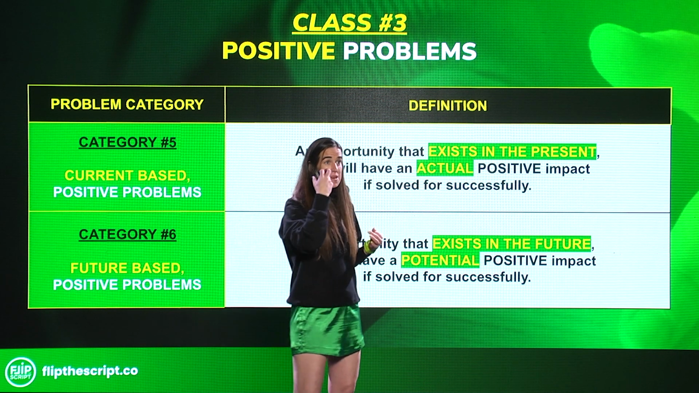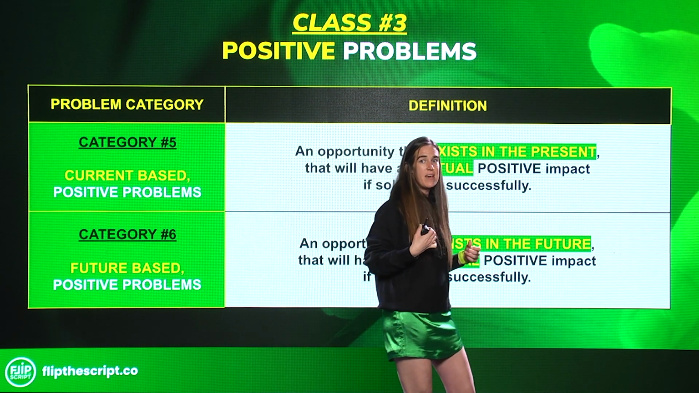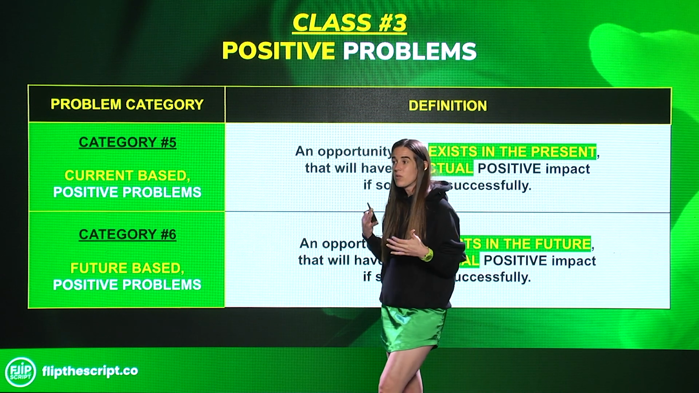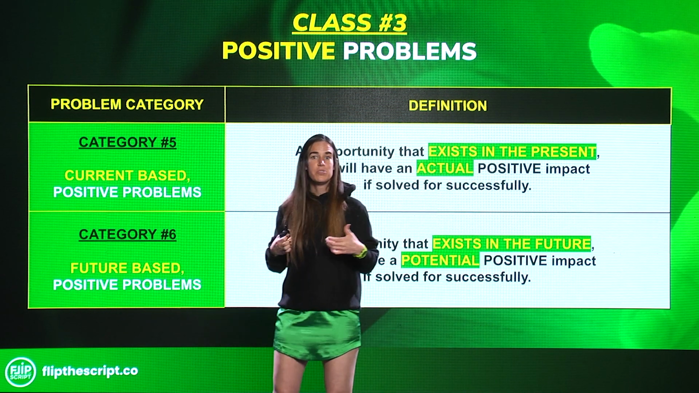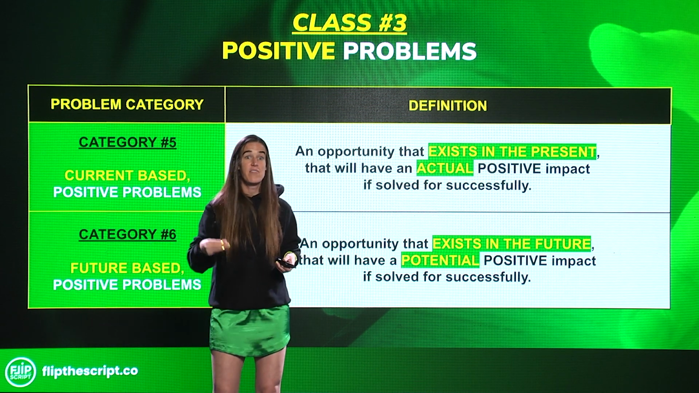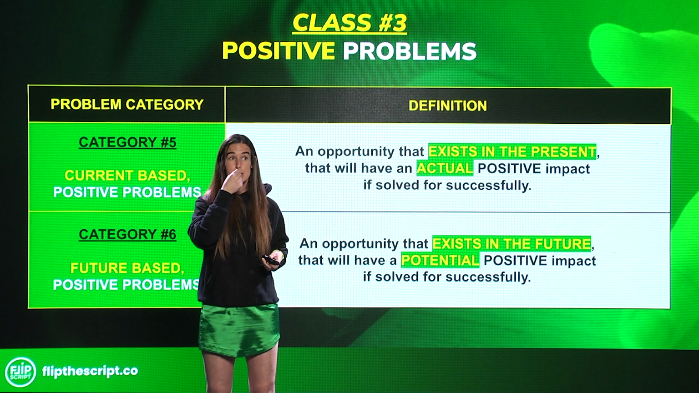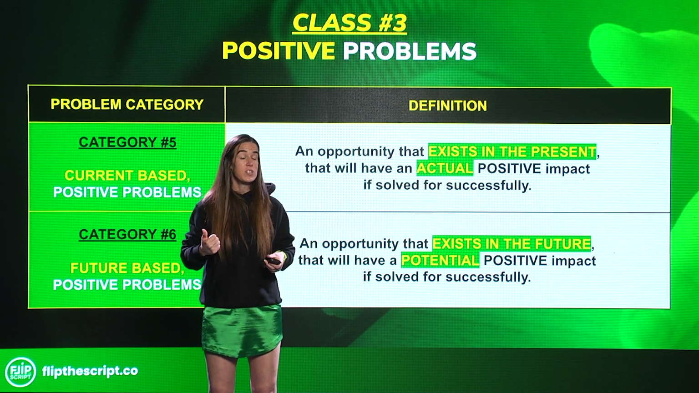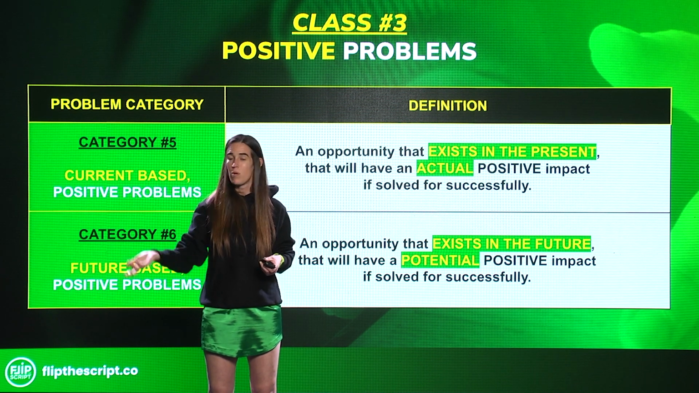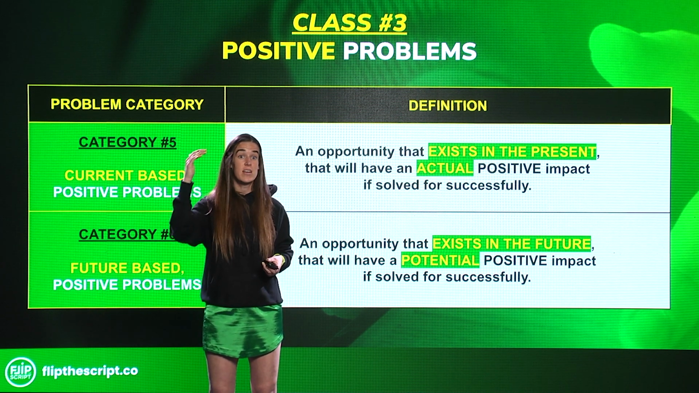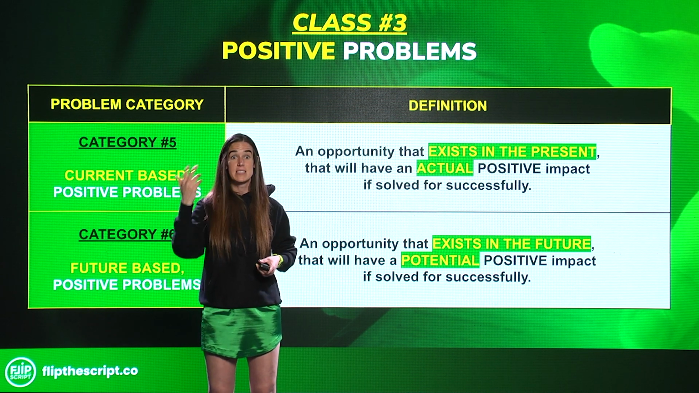Class 3, this is going to be positive problems. And what I mean by that is there's a positive impact that is involved. So category 5 is going to be an opportunity that exists in the present that will have a positive impact if I solve for it successfully. A great example of this would be, I'm hitting quota, but I want to exceed quota because I understand that I'm hitting quota only because my cold calls are great. But if I started increasing the quality of my emails, I would exceed quota.